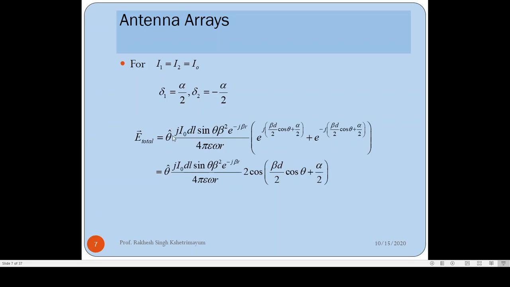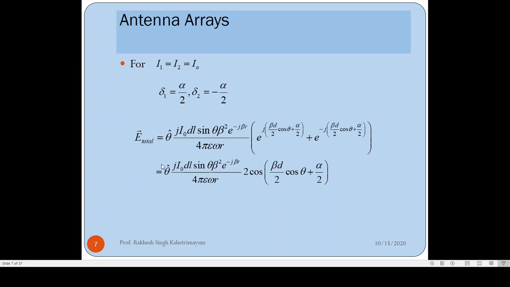the expression of the total electric field by taking out the common terms. What you have is this term here in the first bracket. This looks like exponential j theta plus exponential minus j theta, so you apply Euler's theorem. This will become twice cosine of beta d by 2 cos theta plus alpha by 2. So this is the expression for the electric field of the 2-element Hertz dipole in the far field. It will be directed along the theta direction, and you have a term here.